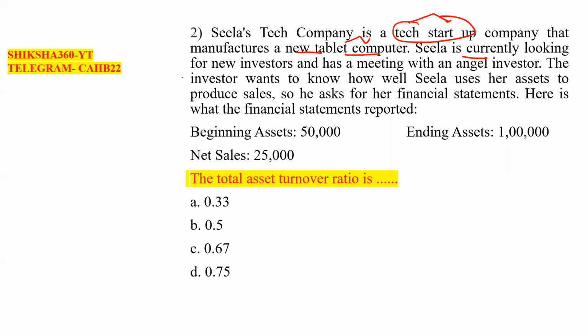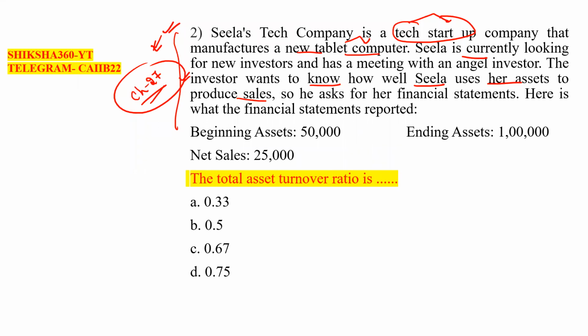The investor wants to know how well Sheila uses her assets to produce sales. So he asks for her financial statements, which come under chapter number 27, which we have to provide. So Sheila uses her assets to produce sales, and he asks for her financial statements.